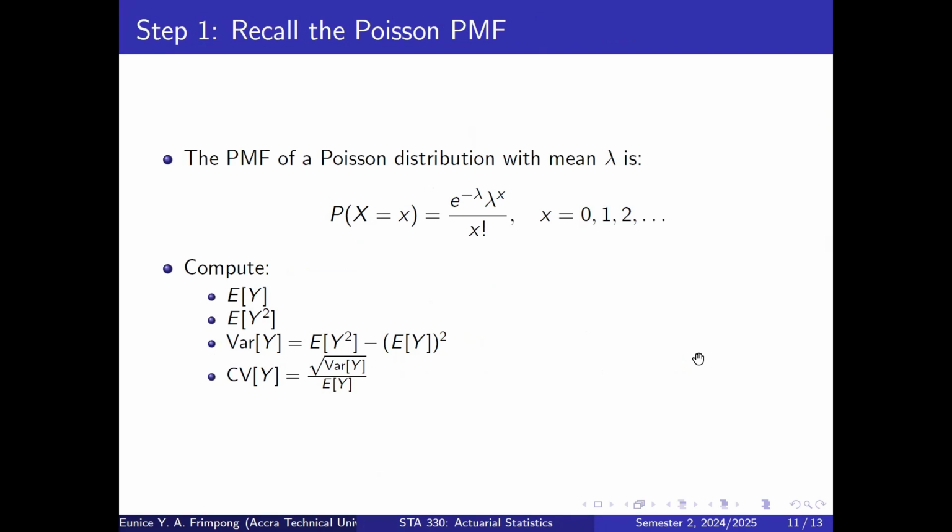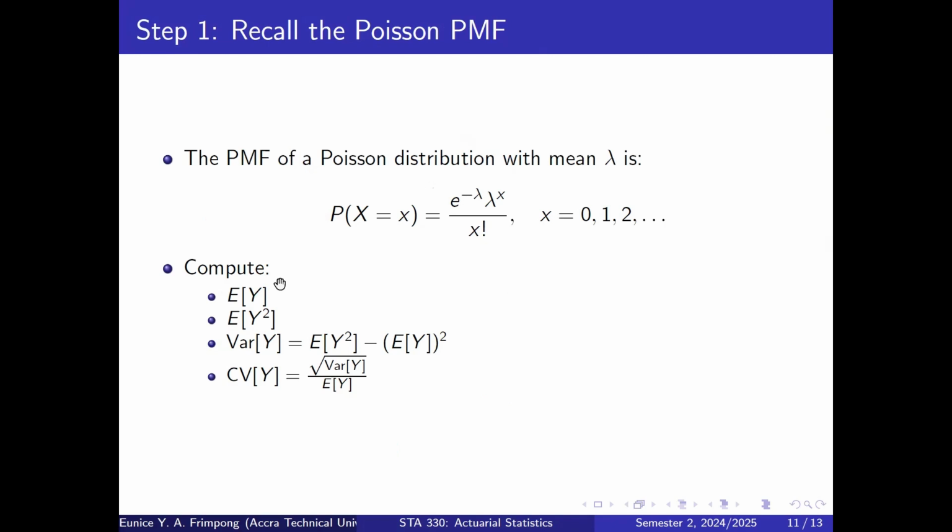So let's follow these steps. First of all, compute the expected value of Y. We must first know the PMF of the Poisson distribution, and it's given as this: probability that X equals x equals e to the power minus lambda times lambda to the power x, all over x factorial, given that x is equal to 0, 1, 2, and so on.